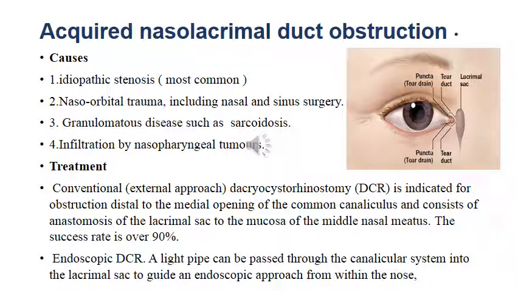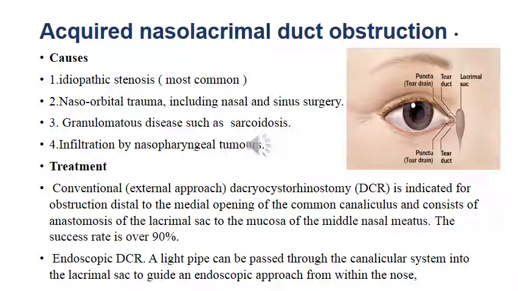Acquired nasolacrimal duct obstruction. These are the causes of this condition. This happens in adulthood, usually due to either idiopathic stenosis, some unknown cause of stenosis, or any nasoorbital trauma, including nasal and sinus surgery. Granulomatous disease can cause acquired nasolacrimal duct obstruction, such as sarcoidosis, or tumor, such as a nasopharyngeal tumor infiltrating the nasolacrimal duct. Treatment usually here is DCR, dacryocystorhinostomy. We have no other option. DCR, either the conventional or the endoscopic type.